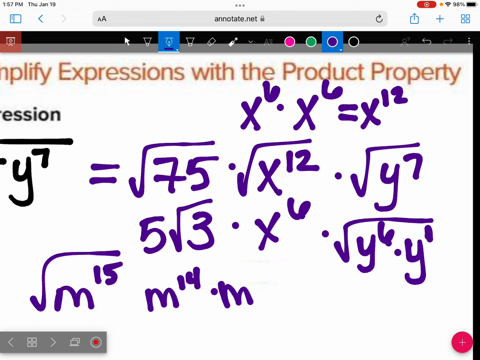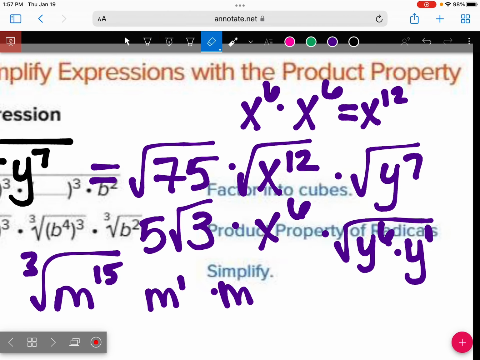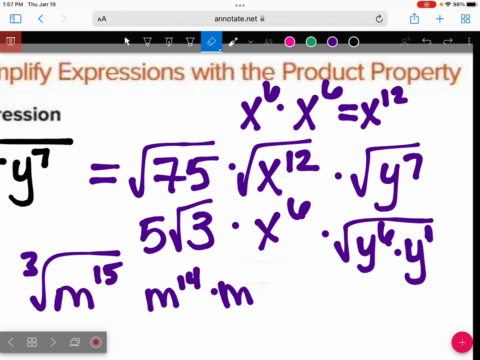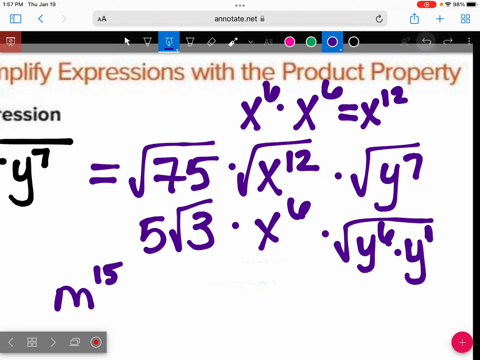You're always going to find the next largest number that's divisible by your index, okay? So if my index is 3, though, with 15, what would be my number? Yep, 12. Oh, shoot. Sorry, guys. I would want this to be 12, m to the 12th. Okay? Does that make sense? Okay, cool. All right, now I just got to undo all this. Can't erase. That's okay. Perfect.